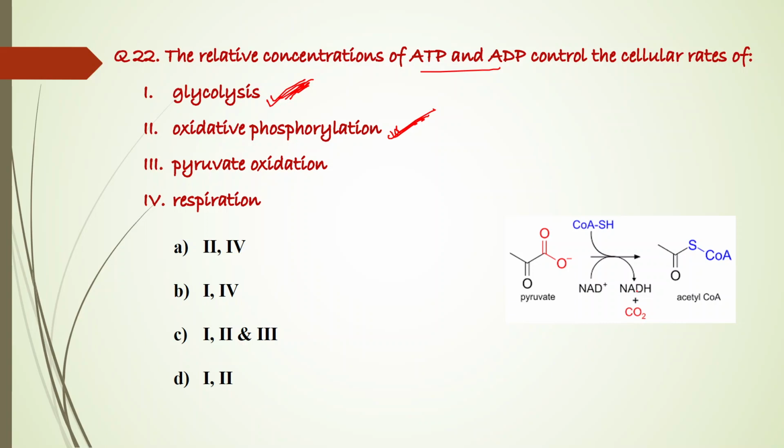In the ATP synthesis. So of course, for pyruvate oxidation as well, the concentration of ATP and ADP will be very important. The only fourth option, you can say respiration, is not directly related with the concentration of ATP and ADP. So the cellular rates that are dependent on ATP and ADP concentration are 1, 2 and 3. Except for that, all the other 3 processes are very much dependent on them.